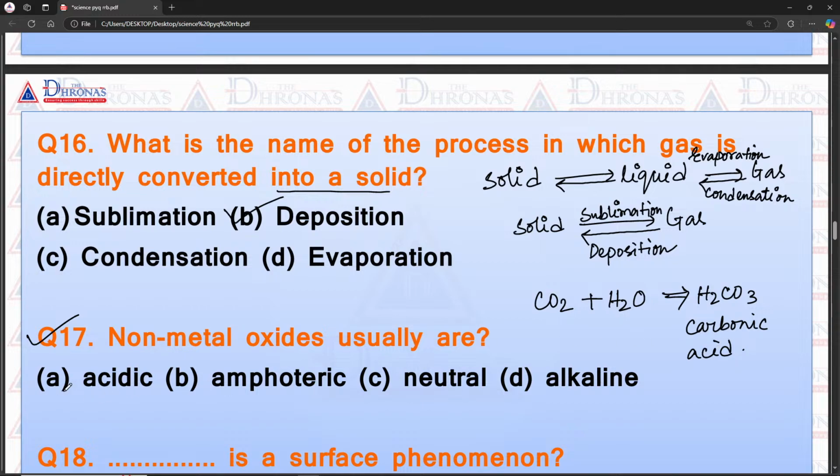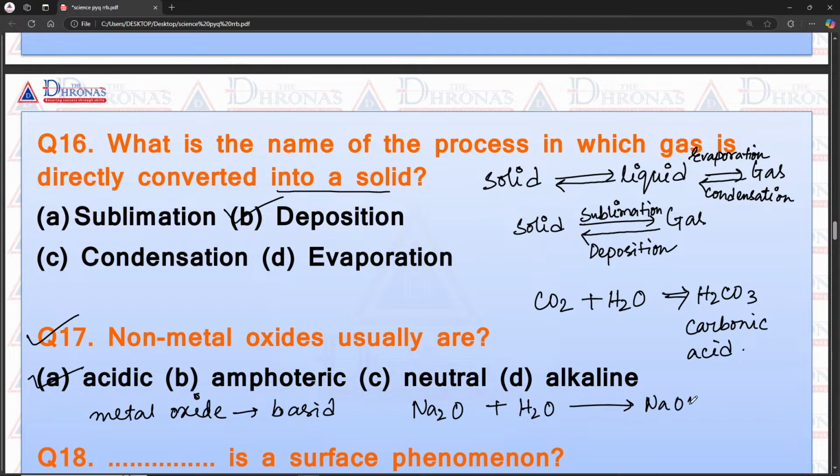So non-metal oxides are acidic in nature, but the metal oxides are basically basic. If you take sodium oxide and you add H2O in it, then it will form NaOH, sodium hydroxide. If you take calcium oxide and you add water in it, then it will form calcium hydroxide. So that means the metal oxides are basic in nature and the non-metal oxides are acidic in nature.